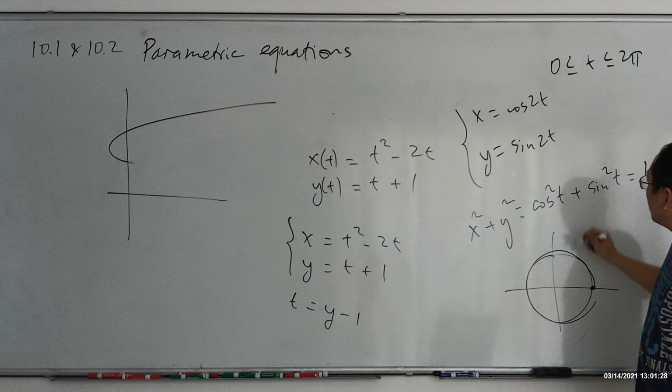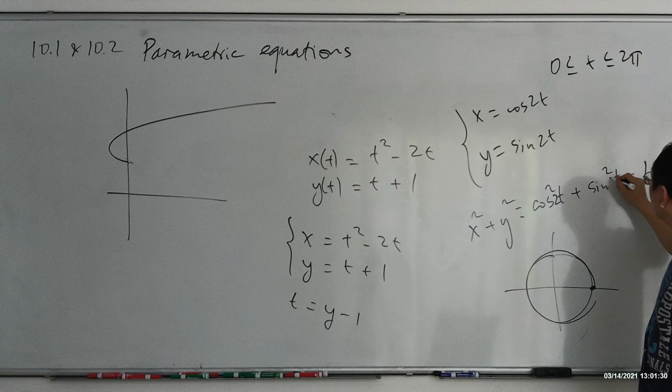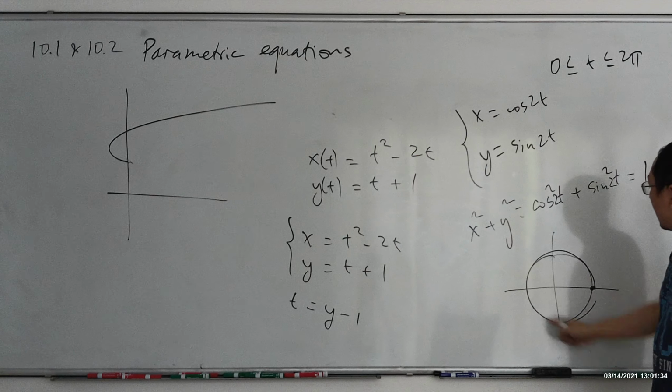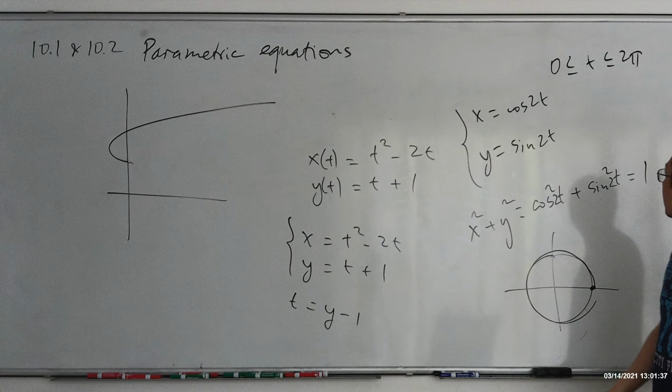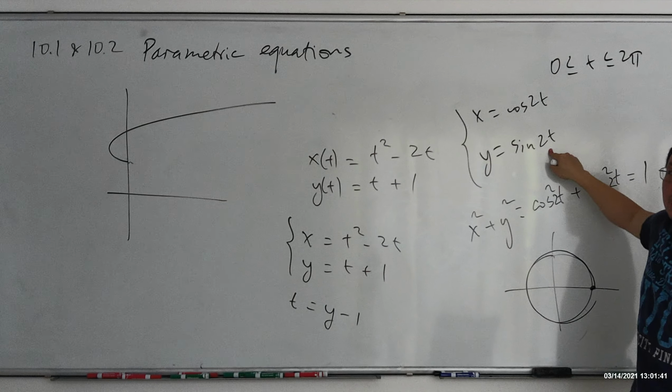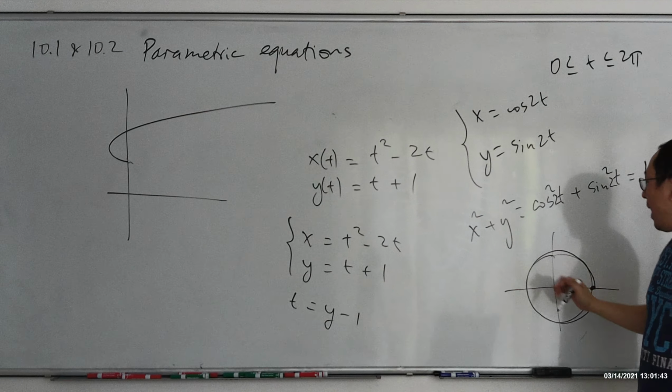So x squared plus y squared is cosine squared of 2t plus sine squared of 2t, which equals 1. It's still a circle, but you know what? It's going to be traced along the circle twice. See why? When t runs from 0 to 2 pi, then 2t is going to run from 0 to 4 pi.